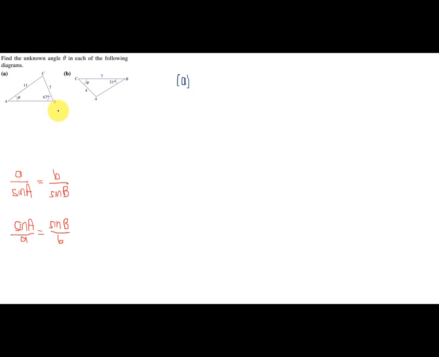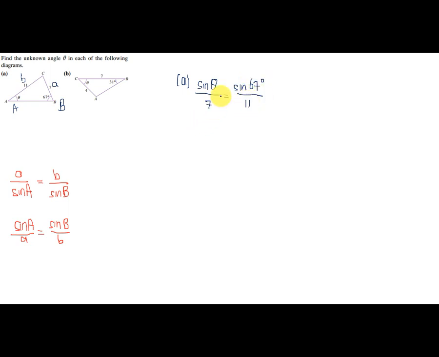First thing is we need to find a complete pair and a broken pair. Okay, theta is the unknown, so this is the broken pair, this is angle A, this is side A, so this is the complete pair, so this is B. So sine theta, which is the A, over 7 is equal to sine 67 over 11.